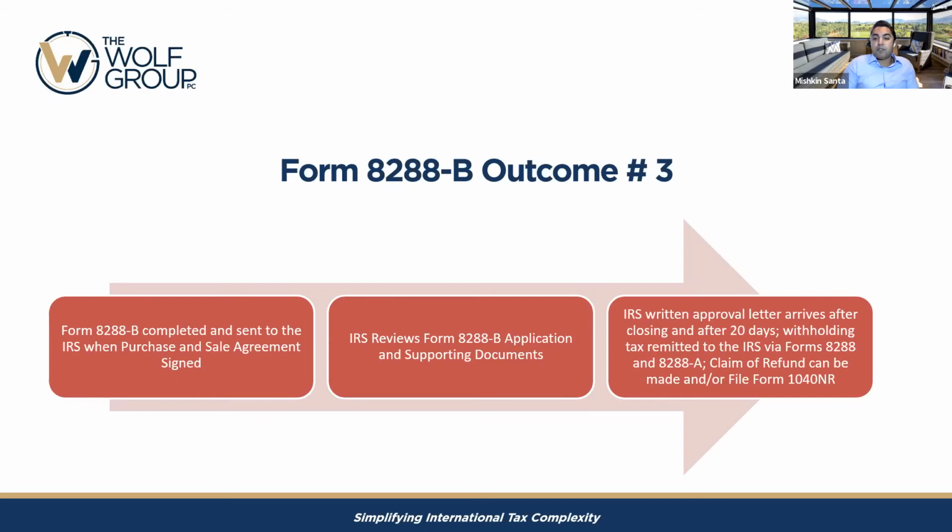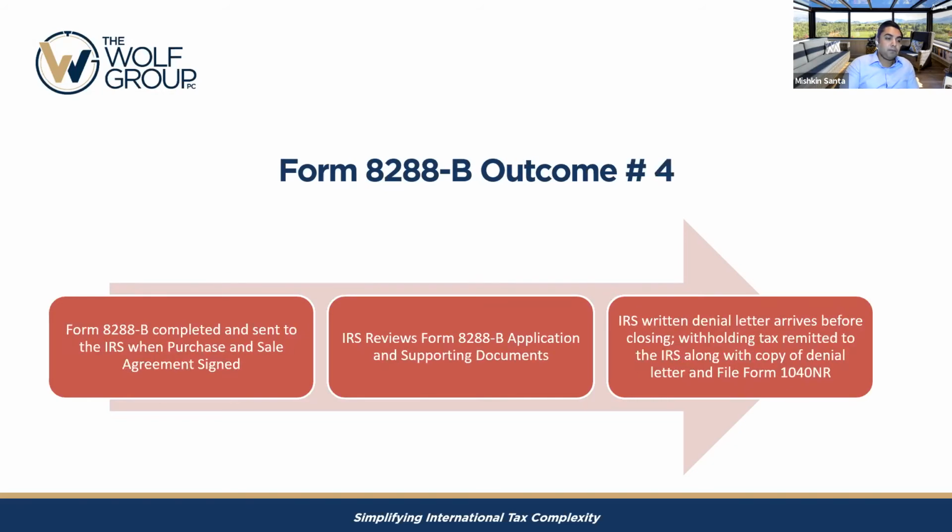But what should happen is after the 20 days, the tax should be remitted on the 8288 and 8288A, and then a claim of refund can be filed immediately, or a Form 1040NR be filed in the following year for the previous calendar year. So that's outcome number 3.